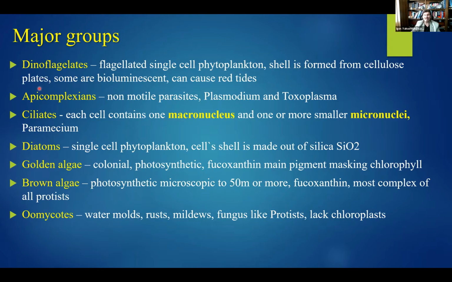Now, apicomplexans are predominantly parasites. They do not move, and I think Plasmodium is the number one human killer in the world, surpassing bacteria. Now, we already talked a little bit about the ciliates, like Paramecium, and one of their characteristics is that they have two nuclei, large and small, and the small plays an important role in sexual reproduction.